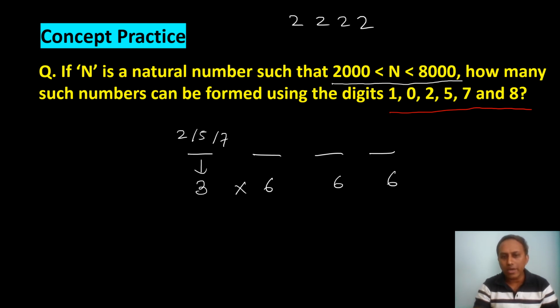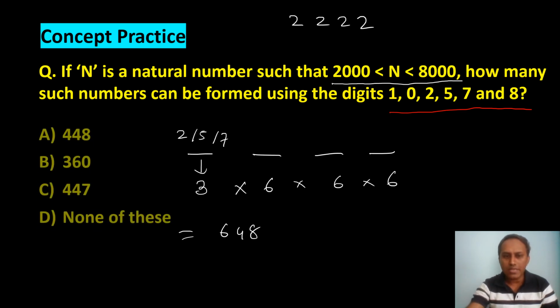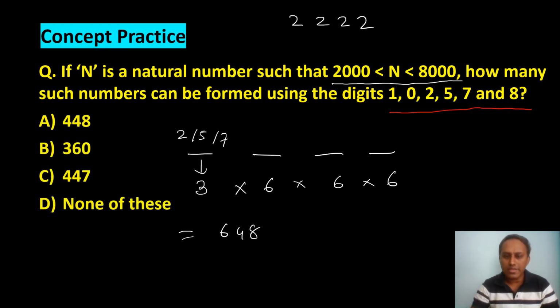So total required numbers: 3 into 6 into 6 into 6. So 6 into 6 into 6 is 216, into 3. 216 into 3 is 648, right? Okay, just check, 216 into 3, that is 648. There is none of these in the options. So the correct answer must be 648 or none of these. Hope that clears your doubt.